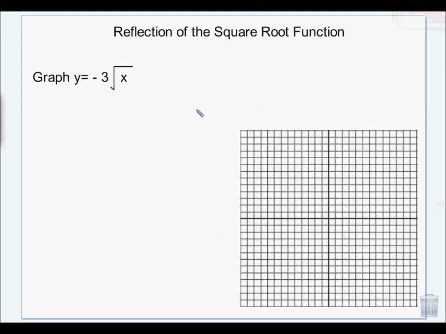Okay. So here's a reflection of the square root function. Our original square root function comes up this way, right? Well, to do our reflection, what we do is make a table. If x is 1, y is negative 3. If x is 4, y is negative 6. If x is 9, y is negative 9. So I do 1, 2, 3.